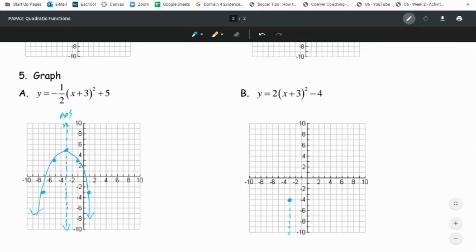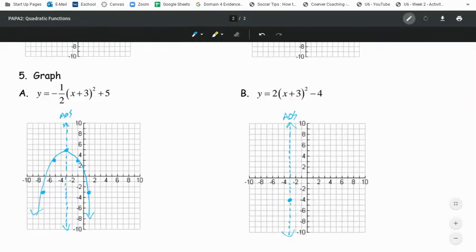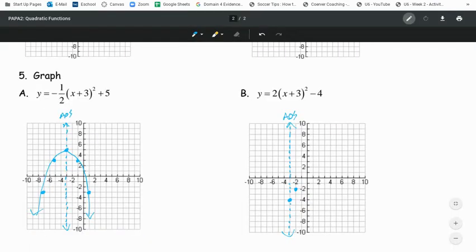So there's my vertex. There's my axis of symmetry. -2, -2. And -1, 4. So there's half of it. And then I plot the other 2 points directly across the axis of symmetry. Okay, so really handy with Desmos.